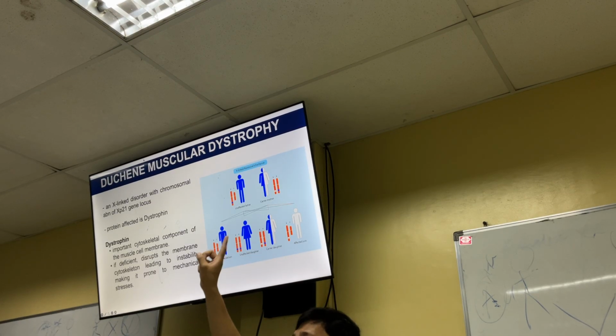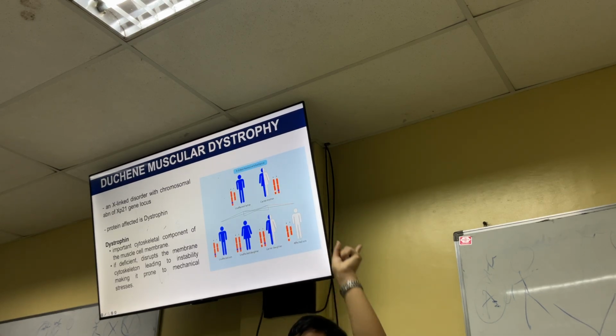So, guys, it doesn't mean that the chromosome affected here is 21, ha? This is just a specific gene mutation or specific variant, but not exactly chromosome 21, okay? It's just X chromosome, long arm and short arm, 21. The protein affected is your dystrophin.